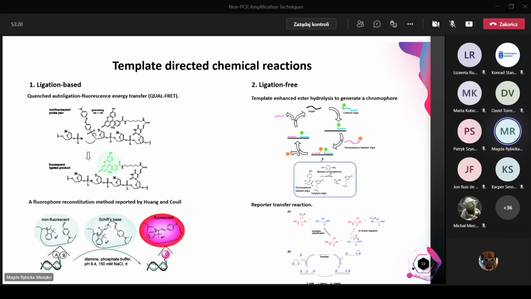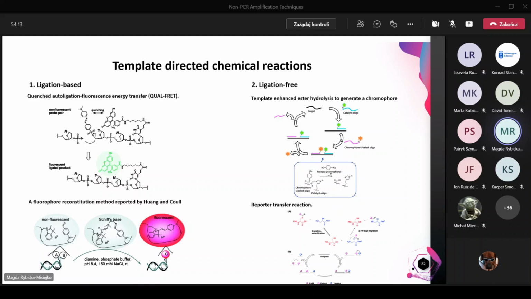In the quenched autoligation fluorescence energy transfer strategy, the fluorophore on one of the probes is quenched by a dabsyl group, which can act as a leaving group. After a template catalyzed ligation of two probes, the dabsyl quencher becomes separated from the fluorophore, leading to an increase of the fluorescence. In the fluorophore reconstitution method, the non-fluorescent indolinium and aldehyde-labeled complementary DNAs react to form a hemicyanine catalyzed by diamine, and the ligated reaction product is fluorescent.